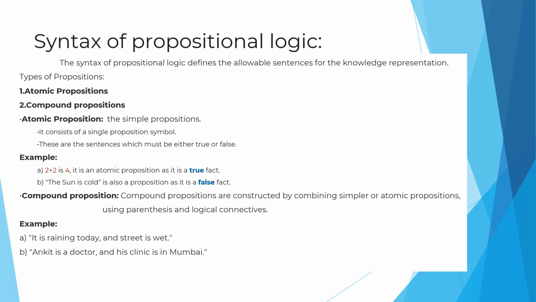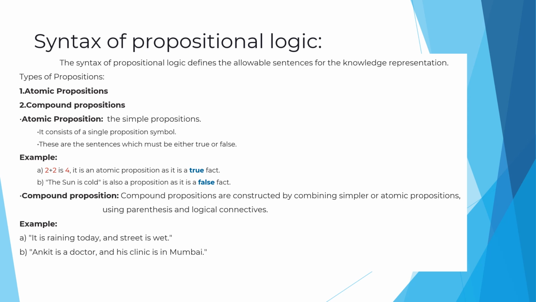Now we are going to see the syntax of propositional logic. The syntax of propositional logic defines the allowable sentences for knowledge representation. Here we see two types of propositions. First one, atomic proposition, and second one, compound proposition. First, atomic proposition is nothing but a simpler proposition. It consists of a single proposition, and these are sentences which must be either true or false.